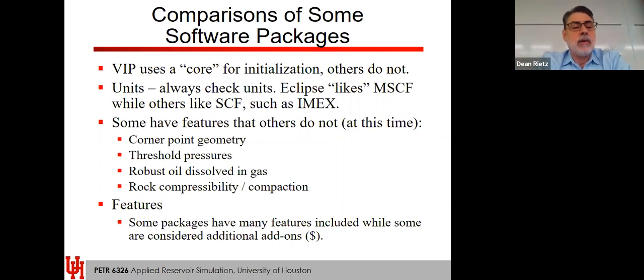Some packages have more features included, while some are considered additional add-ons. One example that I tend to use, and one of these days I'm going to be wrong about it, but I think it's still right, is local grid refinement. We'll talk about that, but local grid refinement is built into CMG, but it's a cost add-on for Eclipse. So there's certain things like that that some of them include, some of them don't.